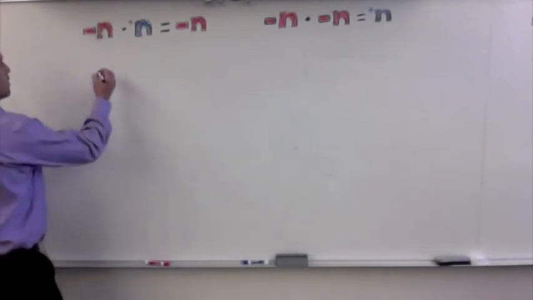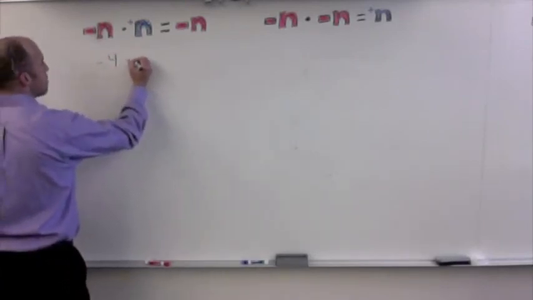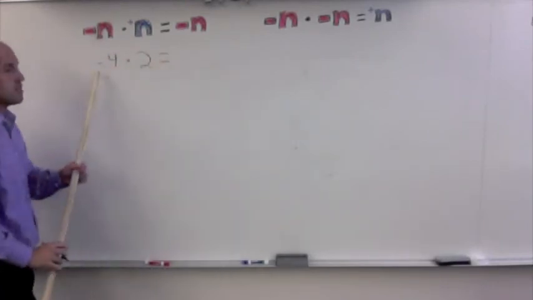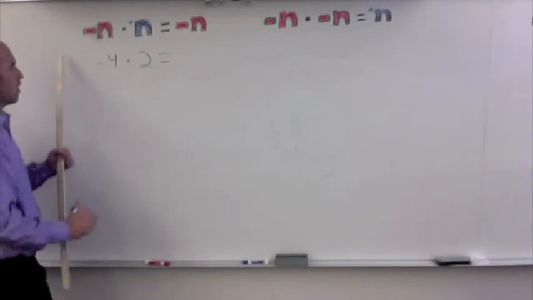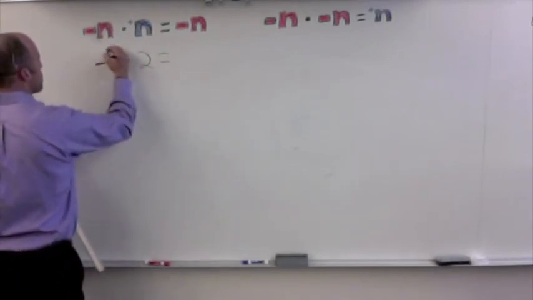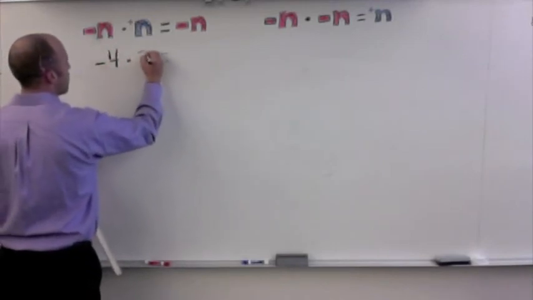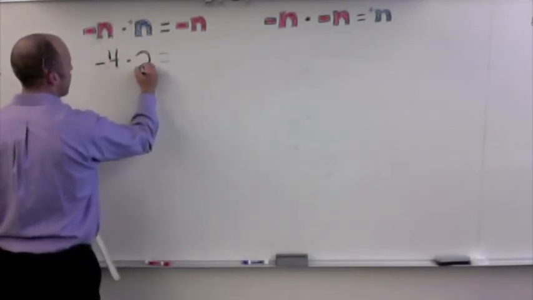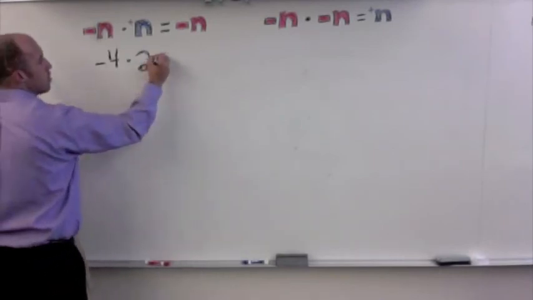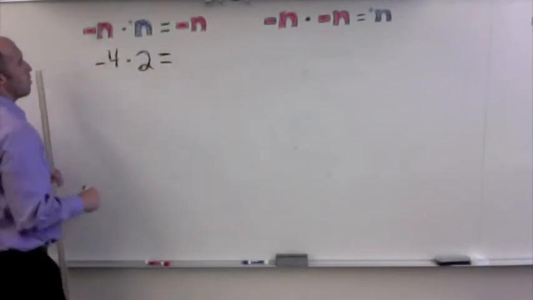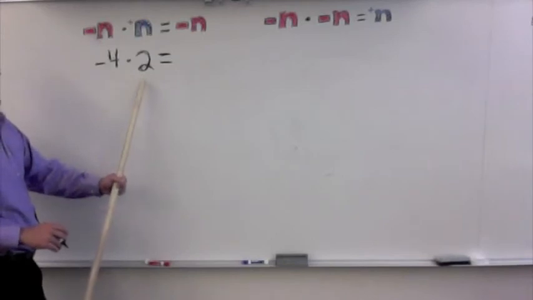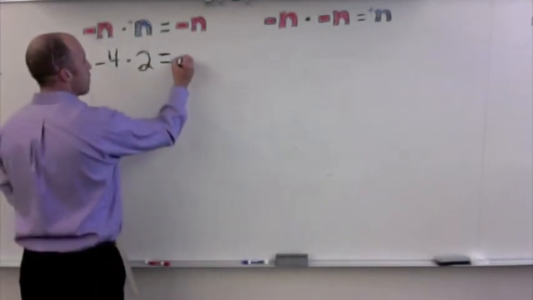Sorry about that. Let's do negative 4 times 2. We have this negative symbol right here. Let me write it a little bit bigger so you guys can for sure see it. Negative 4 times 2 equals, we have a negative number and a positive number. So that means the result is going to be negative.